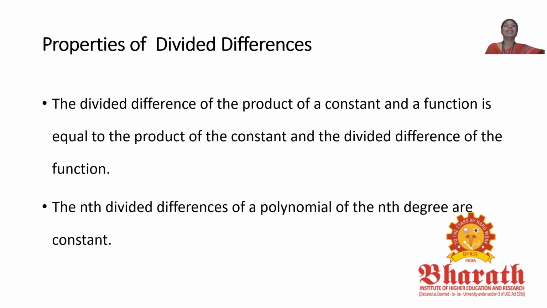Next is the nth divided difference of a polynomial of nth degree will be constant. Suppose you are taking the third divided difference of a third degree polynomial, it will be a constant. If you take the fifth divided difference of a fifth degree polynomial, that will be a constant. So in general, the nth divided difference of a polynomial of nth degree is constant.